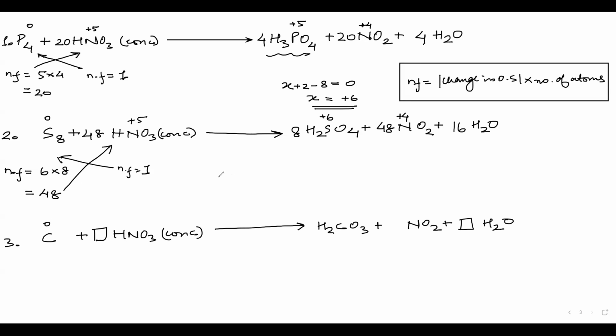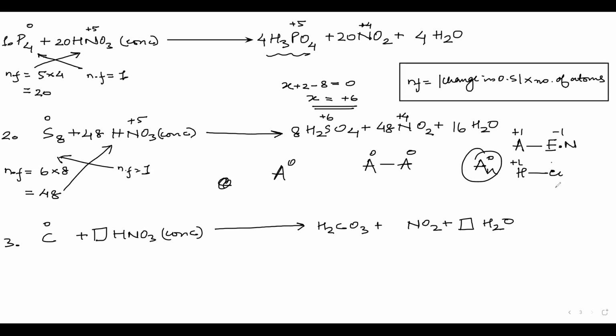Carbon is 0. See, if any element is alone, only A, then it is 0. If A is bonded with A, then also the oxidation state of both of them will be 0. If A is bonded with n number of atoms of its own, then the oxidation state will be 0. But if A is bonded to any electronegative element with a single bond, then the electronegative atom will be -1 and the other will be +1. For example, HCl: hydrogen here is +1 and Cl here is -1. But if we have an H-H bond, both of them are in oxidation state 0.